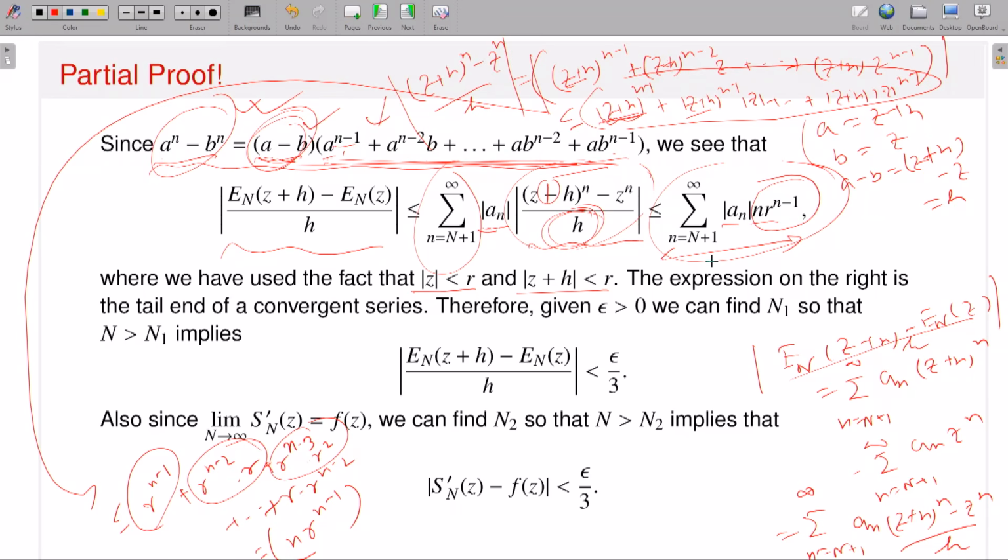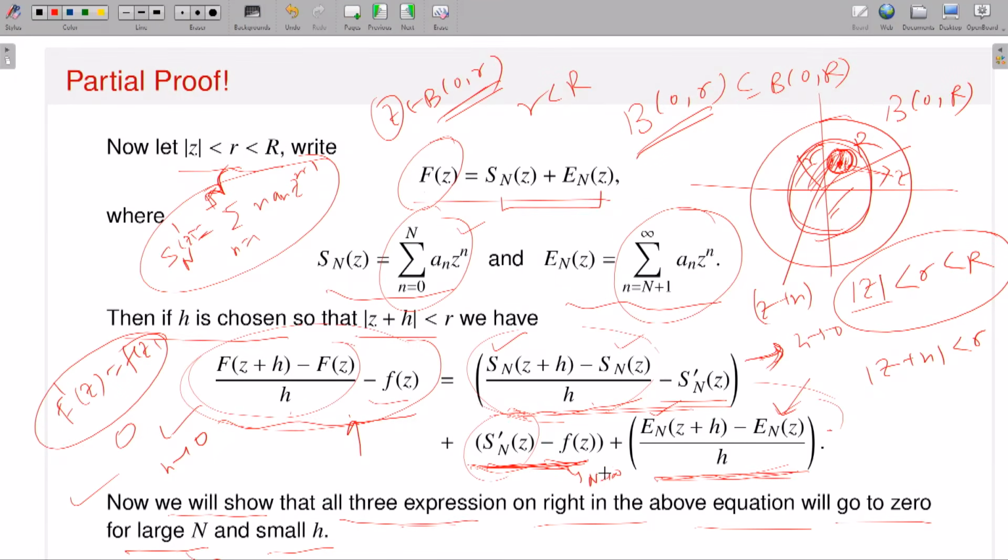Now look at this, this is the tail of this series, the sum from n equals 1 up to infinity of mod a n times n times r to the power n minus 1. Now this is convergent, I know. So if this series is convergent, what will happen with the tail? The tail will go to 0 as capital N approaches infinity, right? So therefore now I am done. So therefore the estimate of the third term goes to 0 as capital N approaches infinity.